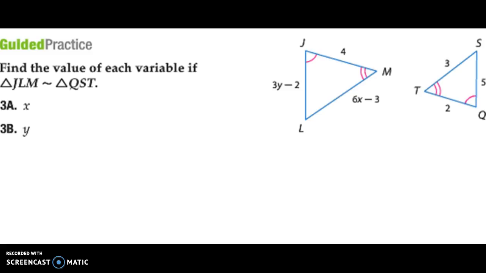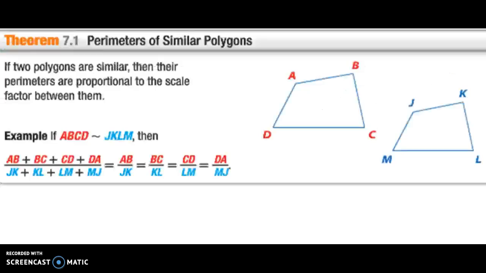Here's another guided practice problem. Use this the same to set up your proportions. Remember, there's 2 different ways to set up proportions. Both will give you the same right answer. Theorem 7.1 says perimeters of similar polygons. If ABCD is similar to JKLM, that means that their perimeters are also going to be proportional as well.